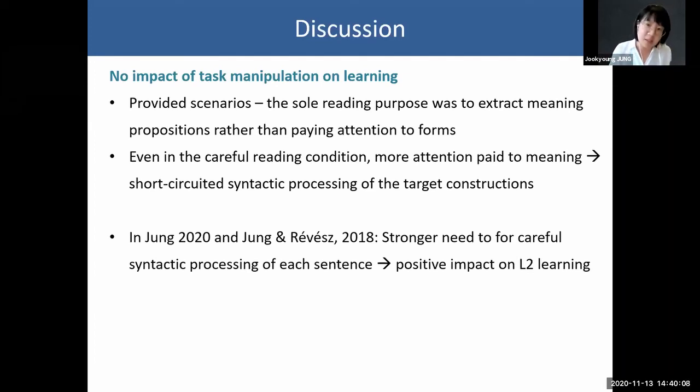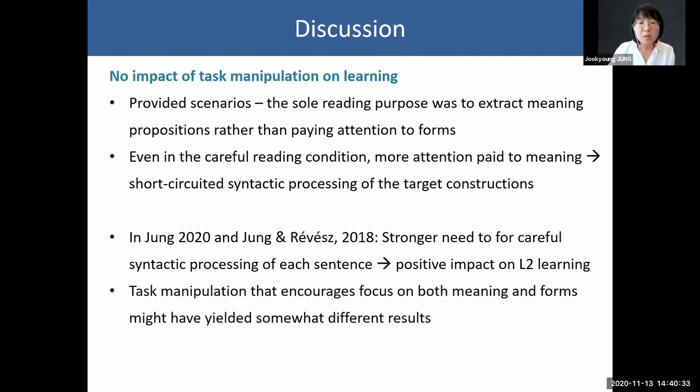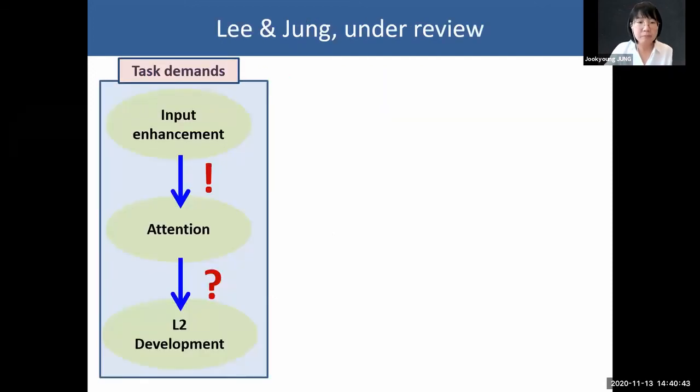But in those cases, the task was reordering text segments into a coherent order. So they had to process each sentence very carefully and accurately, which naturally promoted syntactic processing of each sentence. So it had a positive impact on L2 learning, which was not the case in this study. So task manipulation that encourages focus on both meaning and forms might have yielded somewhat different results.